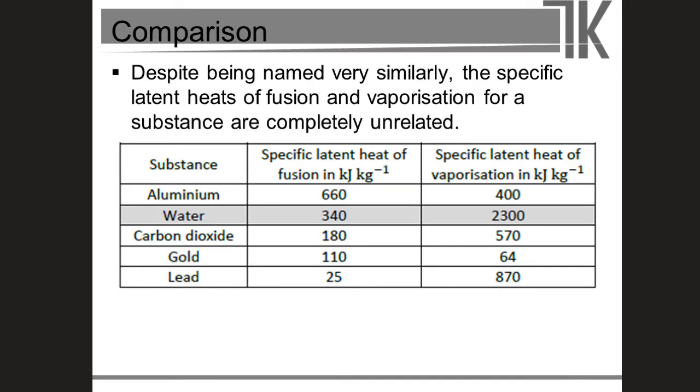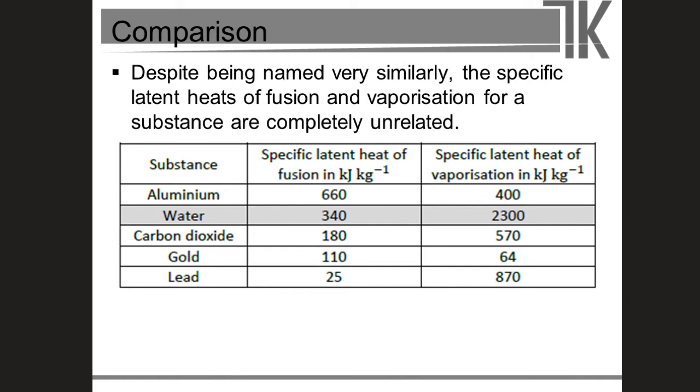So despite their names, specific latent heat of fusion and specific latent heat of vaporization, the specific latent heats for a substance are completely unrelated. So here we've got aluminium, water, carbon dioxide, gold and lead, and they're in order of their specific latent heat of fusion from highest to lowest in kilojoules per kilogram. And then if you look at the second column, or third column technically, you see specific latent heat of vaporization. You'll notice that there's no pattern to those whatsoever. So these two specific latent heats for one substance are completely unrelated.